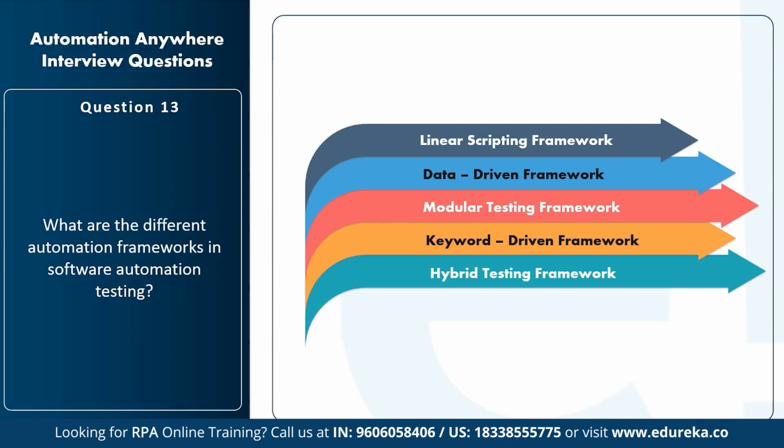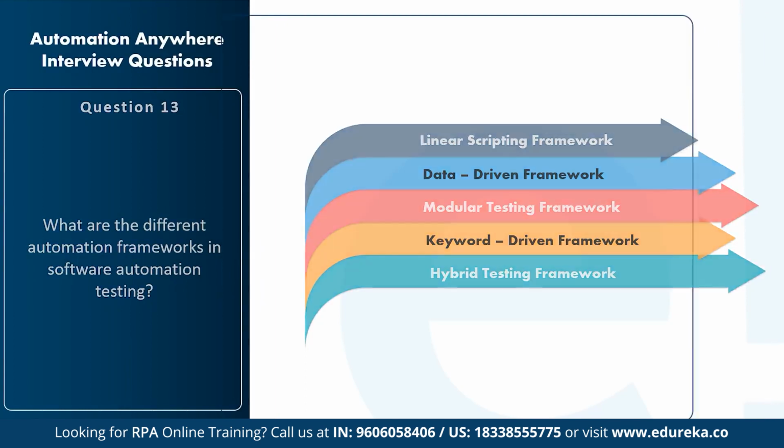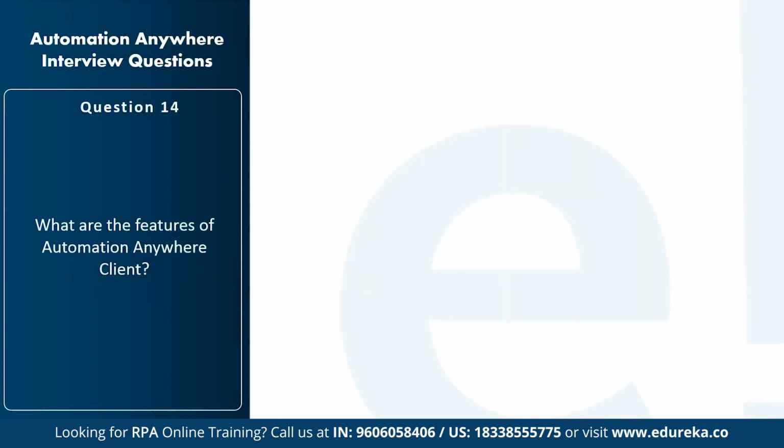Coming to the keyword-driven framework, in this framework, testers use a table format to define keywords or action words for each method. So based on the keywords specified in the Excel sheet test, scripting is done and tests are executed. And finally, coming to hybrid testing framework, as the name suggests, this framework is a combination of 2 or more frameworks mentioned above. It attempts to leverage the strengths and benefits of other frameworks based on the tester's requirement. So guys, these were the various automation testing frameworks present in the field of automation testing. Now moving on to the next question, that is, what are the features of the Automation Anywhere client?